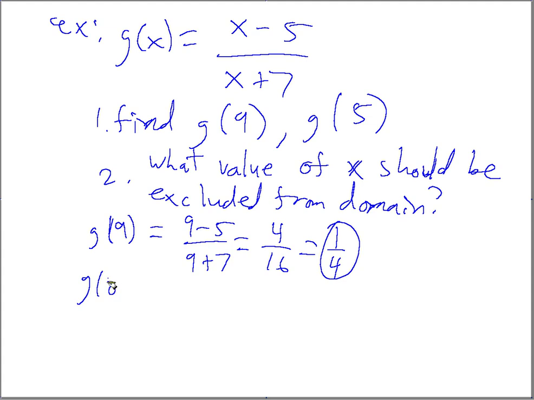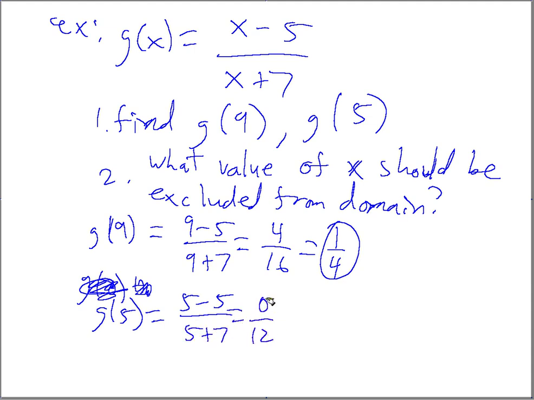Right? What about g of 5? Sorry about that, g of 5 is what I meant to say. So that's going to be what? Plug in 5. Well, exactly, I get 0 on top, right? So 5 minus 5 over 5 plus 7. So 0 over 12. Now, is that undefined?